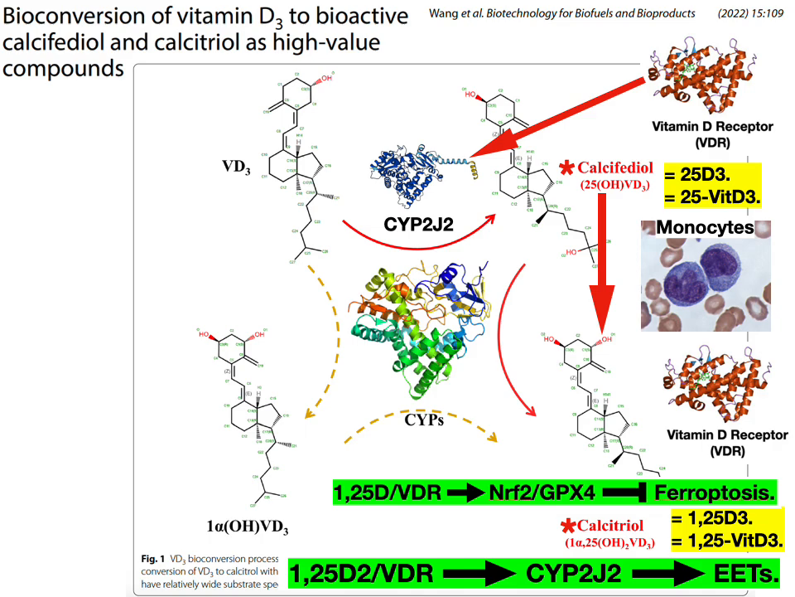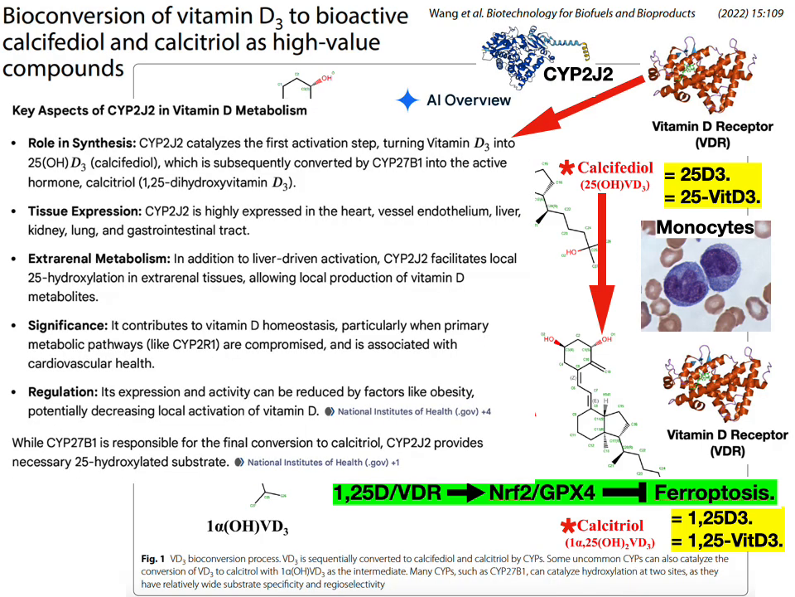And we've seen papers where 1,25 vitamin D2, paricalcitol, by stimulating vitamin D receptors, upregulates CYP2J2, which converts arachidonic acid to these anti-inflammatory lipids, EETs. So here are key aspects of CYP2J2 in vitamin D metabolism. Role in synthesis.